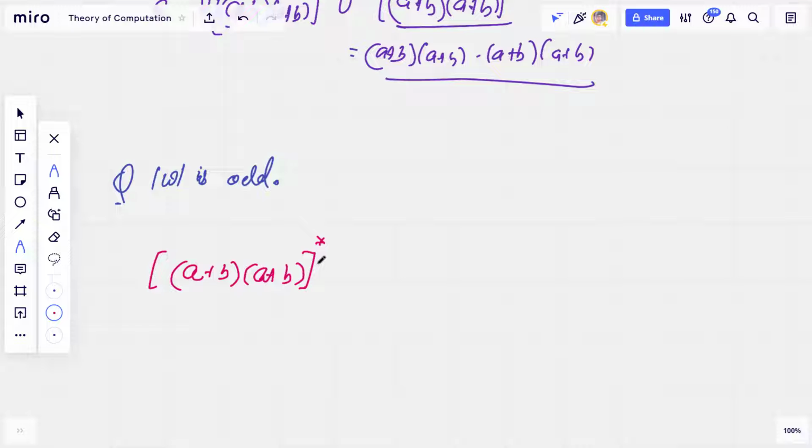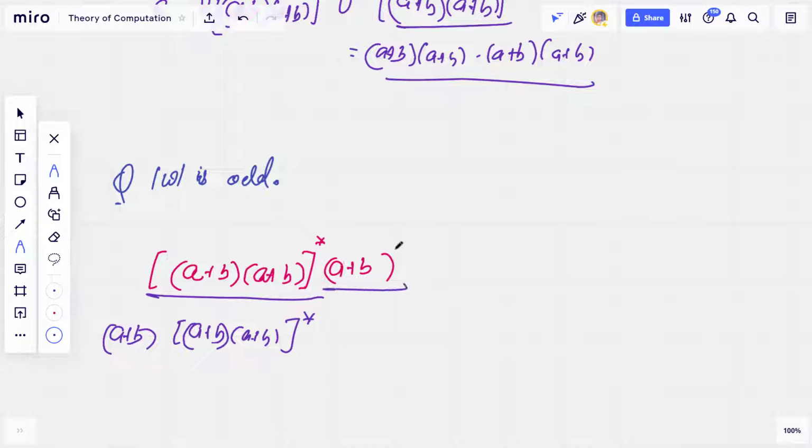So ((a+b)(a+b))*, and you just append a or b one time, then it will contain an odd number of characters, right? Moreover, you can actually append a+b here too. So another exactly right regular expression would be ((a+b)(a+b))*(a+b). The idea is you take the even length string and append one extra symbol, and then it will be an odd length string.